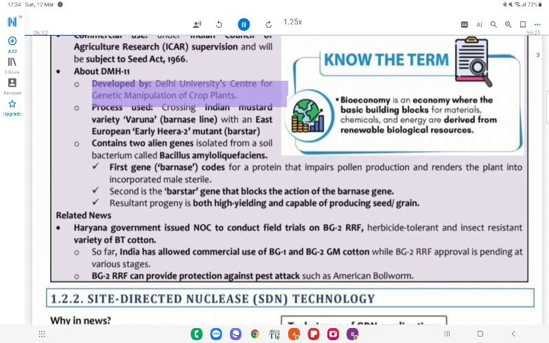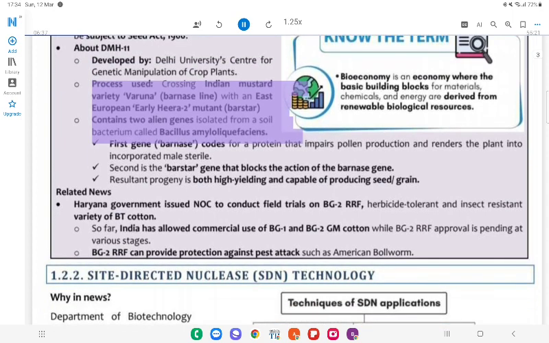Developed by Delhi University's Centre for Genetic Manipulation of Crop Plants. Process used: crossing the Indian mustard variety Varuna, containing the barnase gene, with an East European early heera-2 line carrying the barstar gene. It contains two alien genes isolated from a soil bacterium called Bacillus amyloliquefaciens.